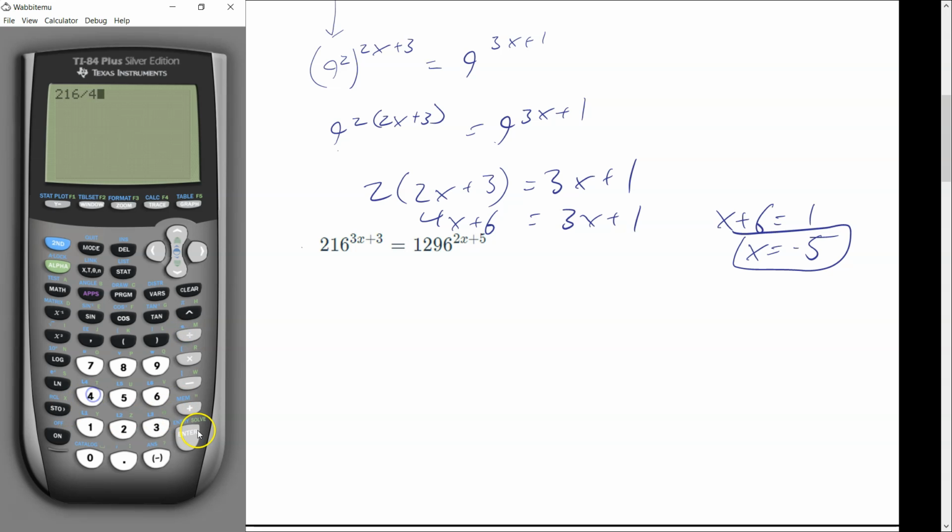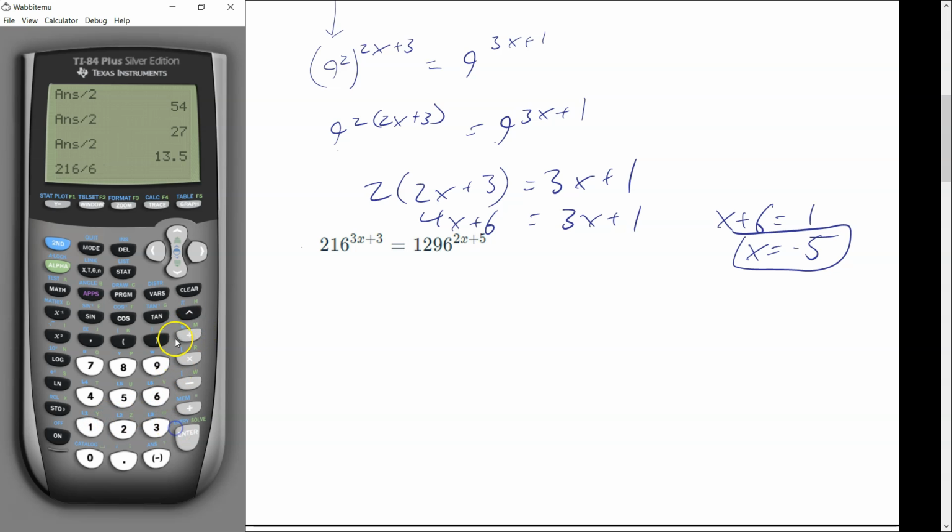So I'll divide by 4. I get 54, and I'll divide by 4 again. And notice I get a decimal. Okay. So what that means is I can't just keep multiplying 4s together and get 216. If I try again, I'll try 2. And then I'll divide by 2 again. And then 54, so far so good. And now I'm going to get a decimal again. So that tells me that 216 is not a power of 2.